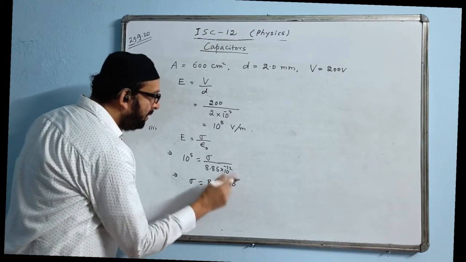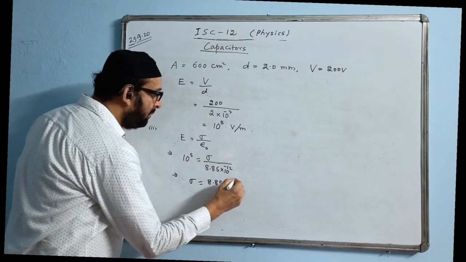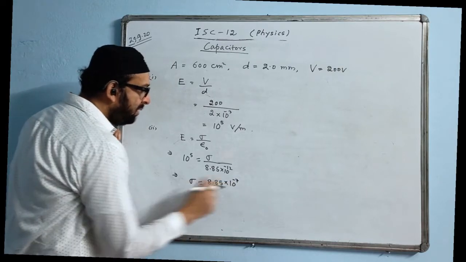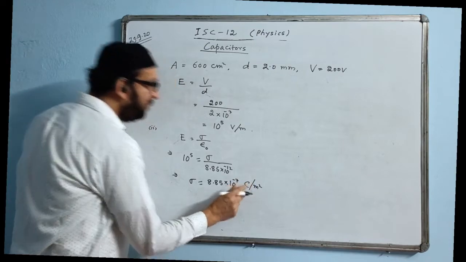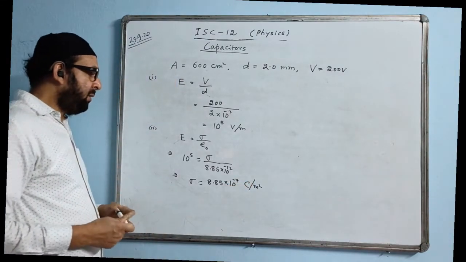8.85 into 10 to the minus 12 into this will become minus 7. Unit for sigma is Coulomb per meter square. We will not forget to write the unit. So, Coulomb per meter square.